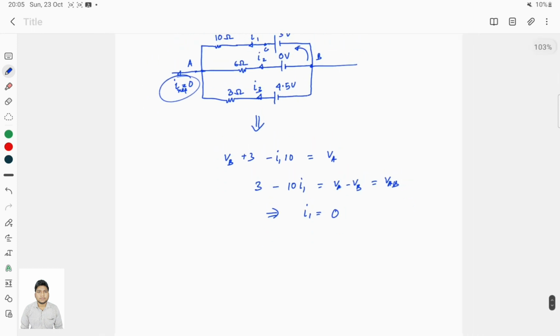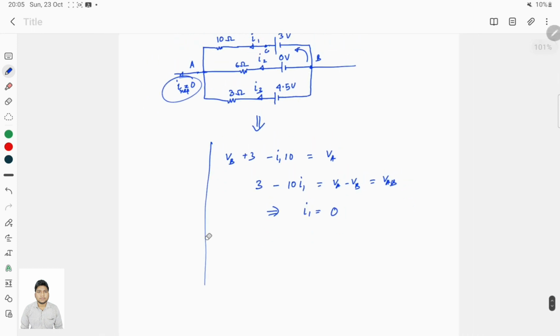For the second resistor, VAB equals how much? 0 volt minus 6I2. So VAB equals 3 volt equals minus 6I2. So I2 equals how much? Minus 0.5. That means the current is flowing through that resistor from the left side to the right side direction.